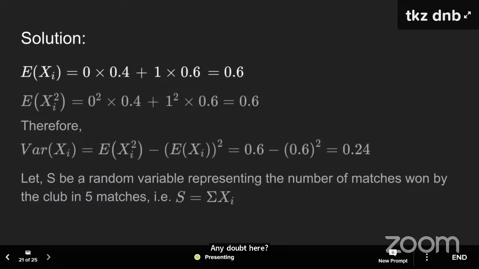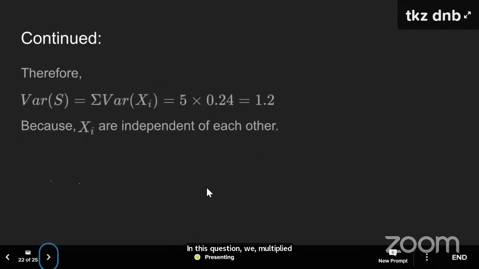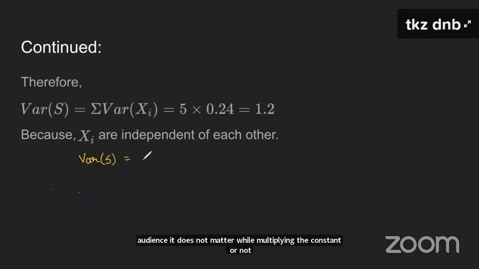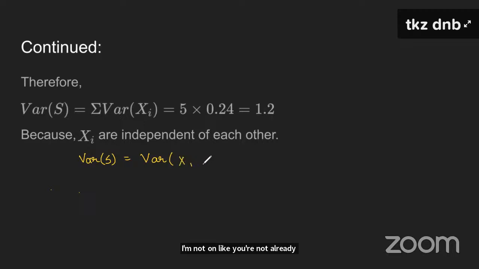In this question, it is multiplied by 5 after calculating the variance. In the variance, it does not matter whether we add a constant or not. Adding or subtracting a constant does not matter, but multiplying matters in variance.